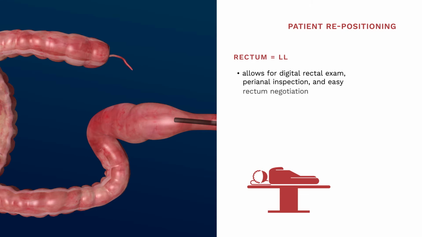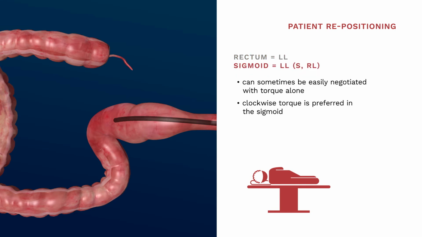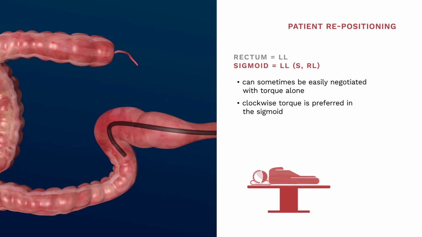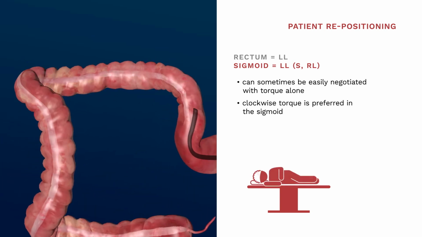Left lateral decubitus is of course the ideal starting position. This allows for digital rectal exam and perianal inspection. The rectum is fairly easy to negotiate in this position. The sigmoid colon can sometimes be easily negotiated with torque alone in the left lateral decubitus position. But if it is redundant or challenging, supine position and even right lateral decubitus can be helpful.